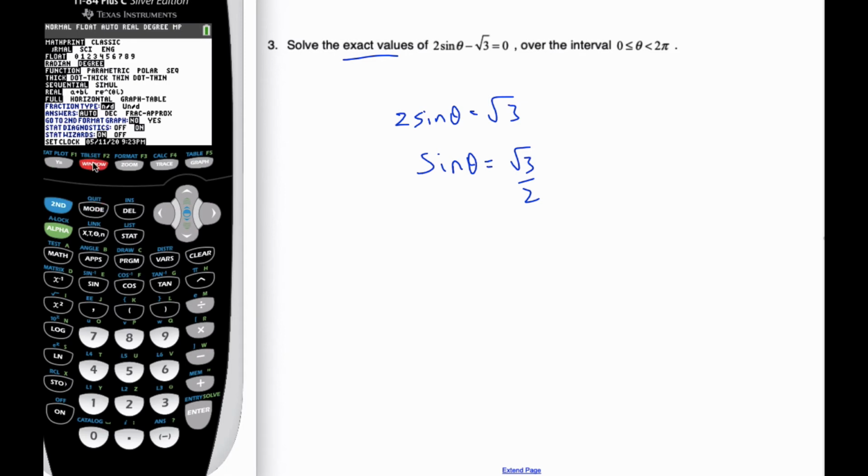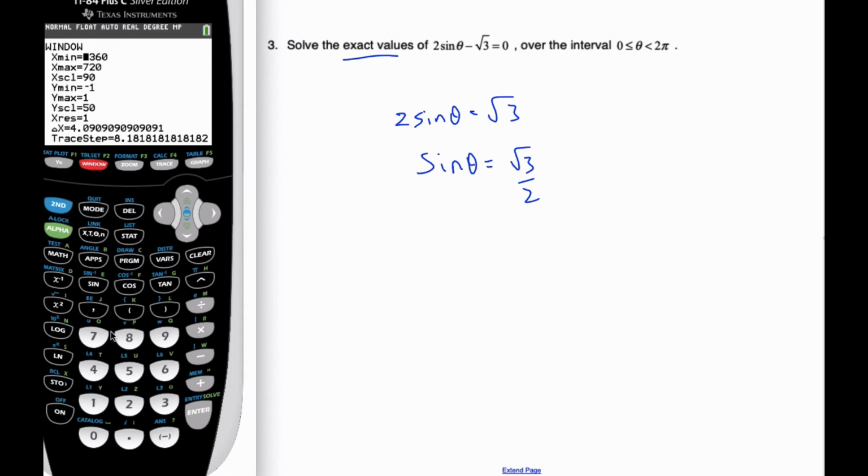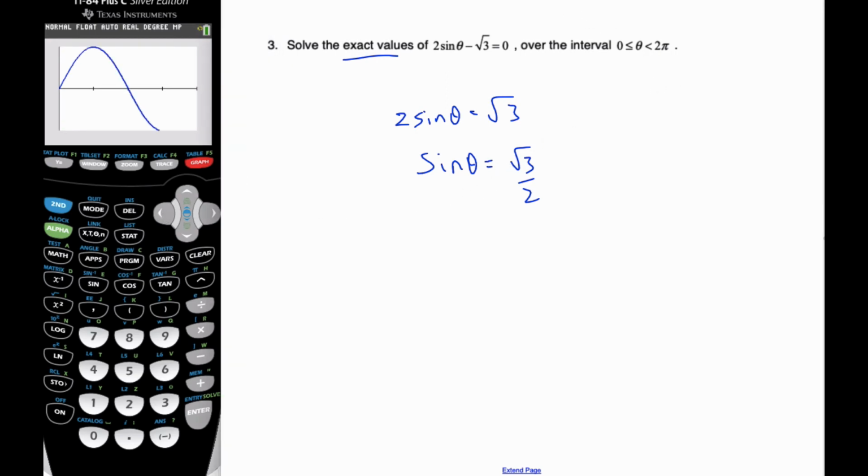In my window, I'm going to go from 0 to 360, which is 2 pi, and we'll go by 90s. And so now let us graph that and see what we get. Because we already know that one of the values should be 60 degrees. But if you recognize, there are two solutions here.